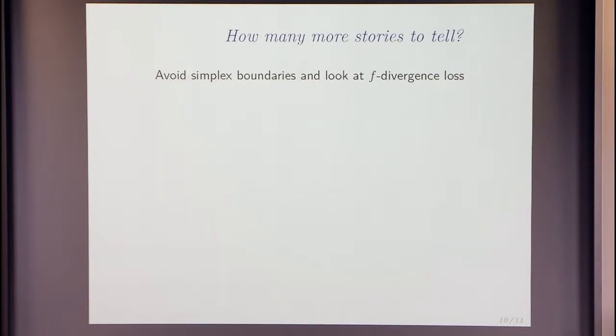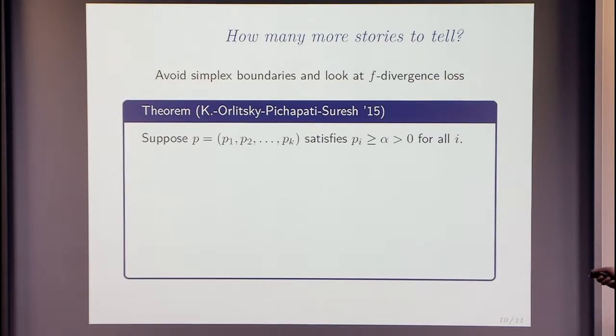Let's look at f divergence loss. And here is our result. Suppose the probabilities are bounded below by some constant alpha. All the p_i are required to be larger than some number alpha, which is positive.